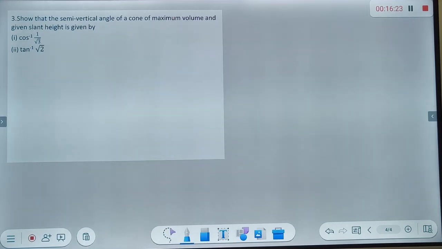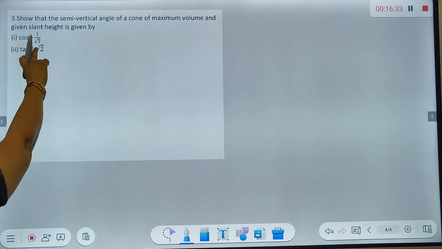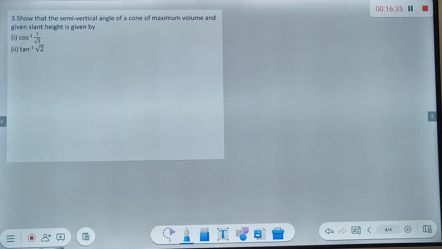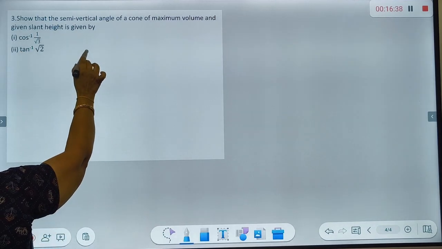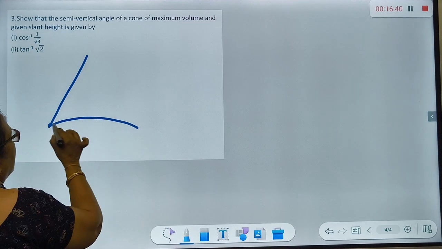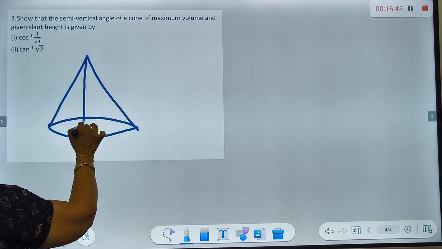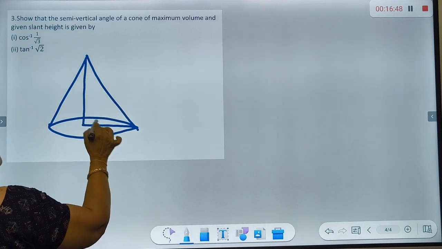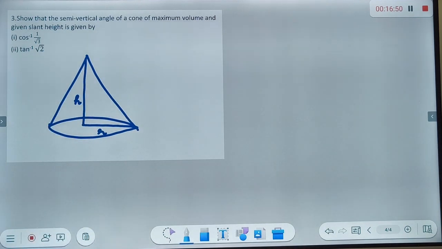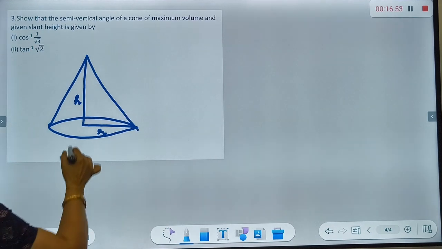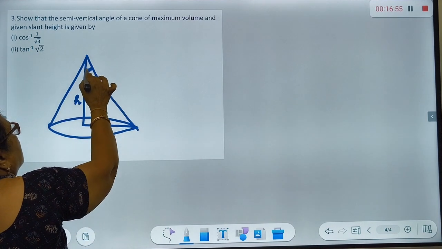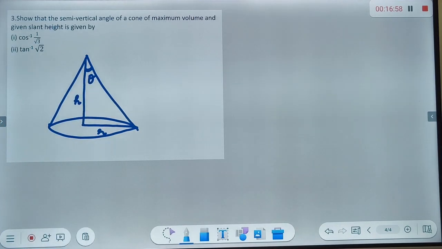Next problem. Show that the semi-vertical angle of a cone of maximum volume and given slant height is given by cos inverse 1 by root 3 and tan inverse root 2. What do you mean by the semi-vertical angle of a cone? Let us draw a cone. Let R and H be the radius and height of the cone. The semi-vertical angle is this. We call it theta.